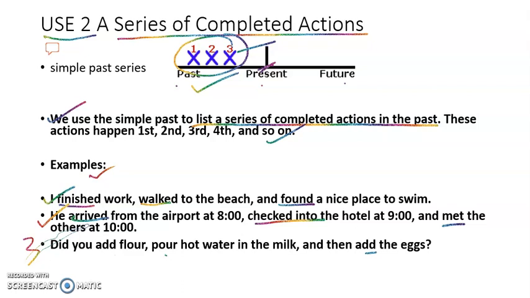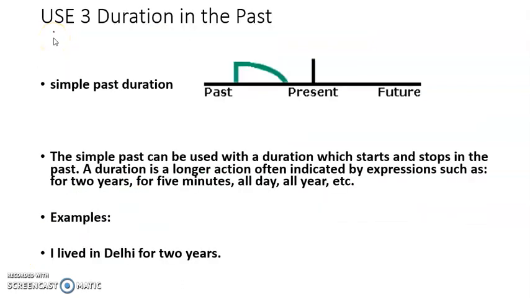So this is the second use of past simple. To express a series of actions in the past, we can use this. Almost all these series of actions take place one after another. Let us move on to the next use. Next use is duration in the past.